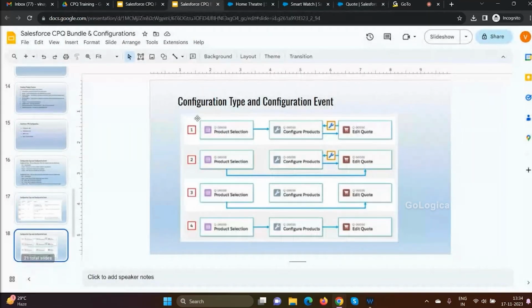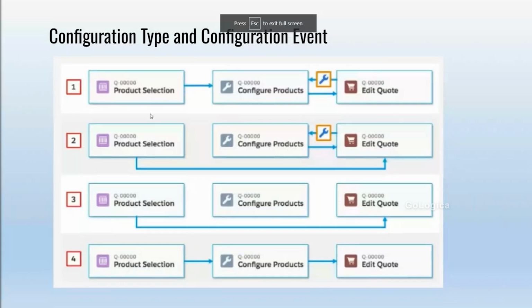So I have one more for your better understanding. Once you select the products, it will go to the configuration page and then to the quote. You have a wrench icon over there, wherein you can again configure or reconfigure my products. So if I choose option 2, then from product selection it directly goes to the quote line edit. It does not land on the configure page, but I can still reconfigure and go back to my quote.